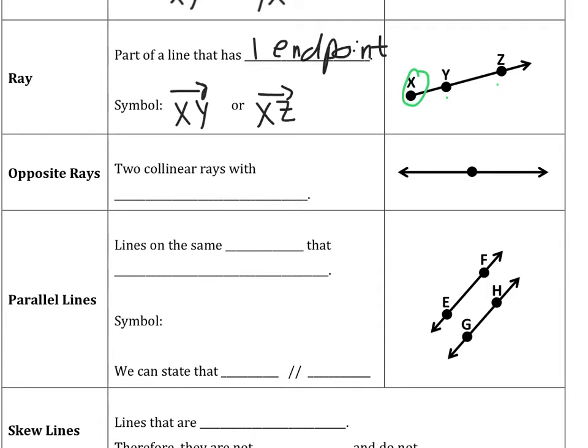Opposite rays are two collinear rays with the same endpoint.